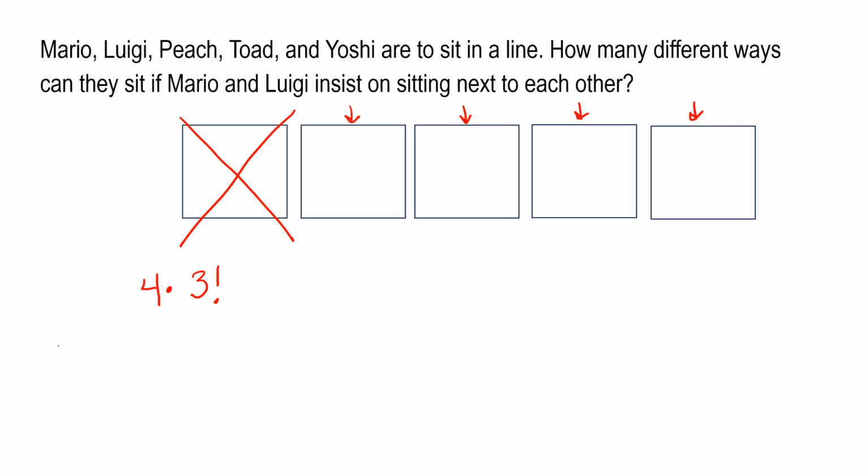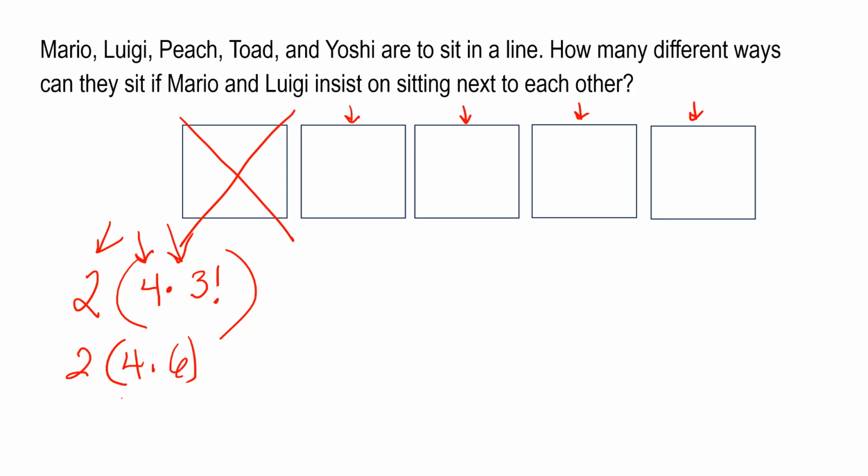But now we have to go back and count it again for if Mario sits on Luigi's right. So there are 2 times this many ways. So let me remind you again, the 4 tells me which box Mario and Luigi are going to sit in together. The 3 factorial is the way to arrange the other people. And then I'm multiplying it by 2 because I didn't take into account the fact that Mario could sit on Luigi's left or on his right. So that is 2 times 4 times 3 times 2 times 1, which is 6. So 2 times 24 is 48 ways.